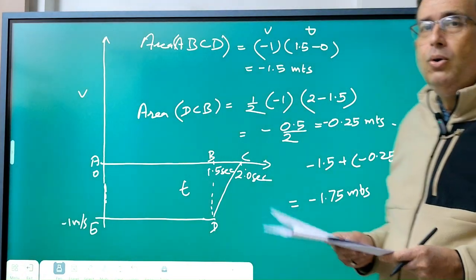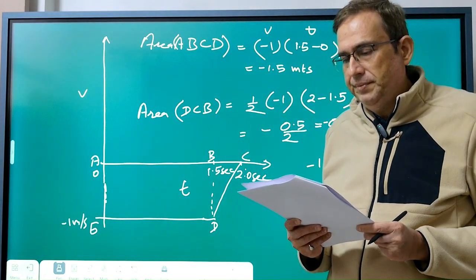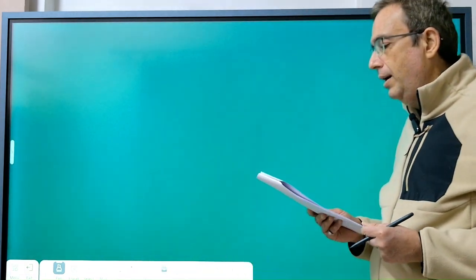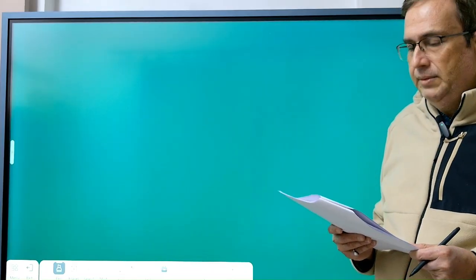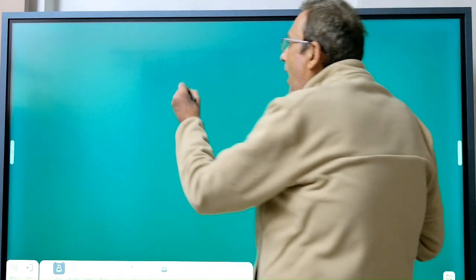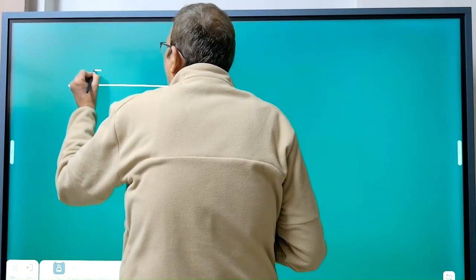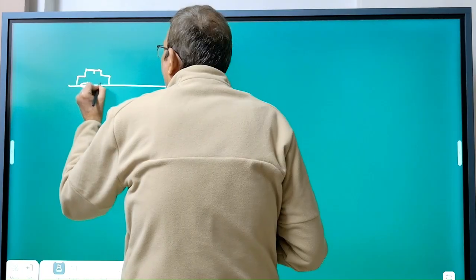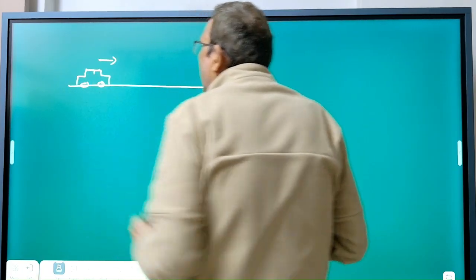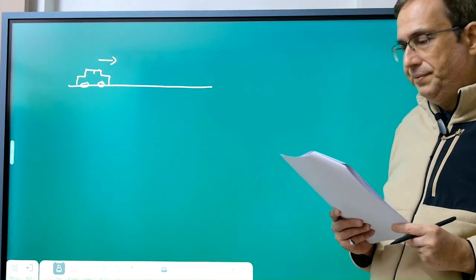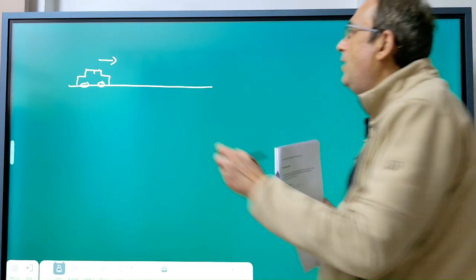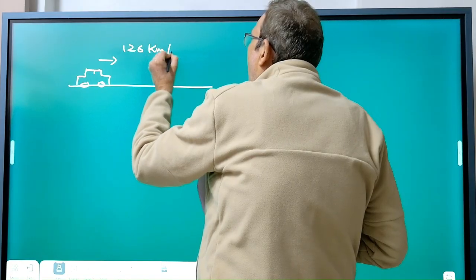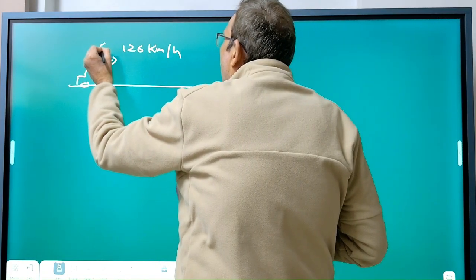So you can do a lot of other problems, like for example, a car is moving along a straight highway. So you have a car which is moving along the highway with a speed of 126 km per hour. So this is the speed.